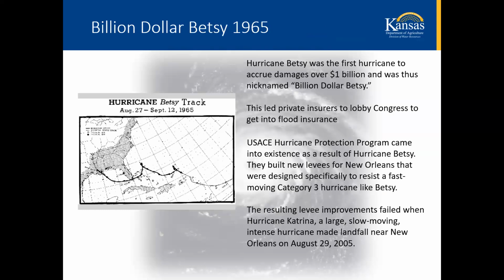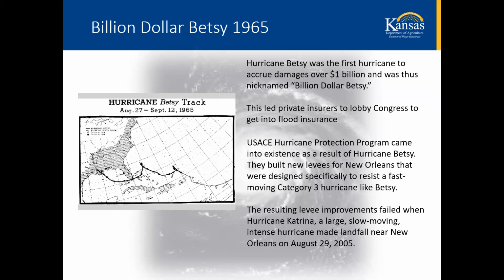So this starts back in 1965 when we had Hurricane Betsy. So we've always had large destructive storms on the coast. And so this was the first hurricane that had damages totaling over $1 billion. And so it was nicknamed $1 Billion Betsy. And this led private insurers to lobby Congress to get into flood insurance. So they wanted to establish a national program that would provide people with flood insurance. And so it came into existence, the establishment of the NFIP, as a result of this hurricane.